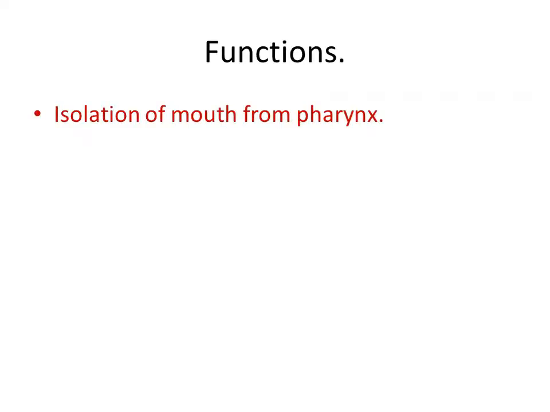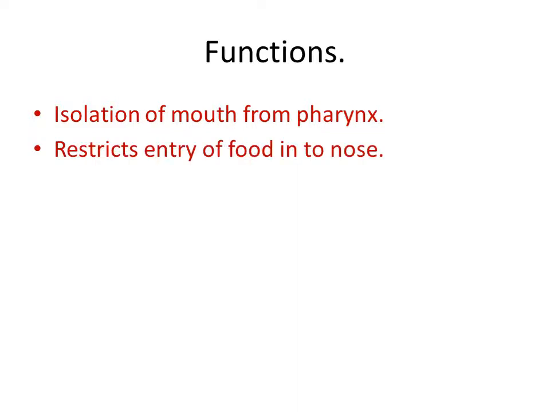First of all, functions of palate, especially soft palate. It performs isolation of mouth from pharynx. Actually, it isolates the mouth from the oropharynx during chewing so that breathing is unaffected. It separates the oropharynx from the nasopharynx by locking Passavant's ridge during the second stage of swallowing so that food does not enter the nose. In summary, it restricts entry of food into the nose by varying the degree of closure of the pharyngeal isthmus.